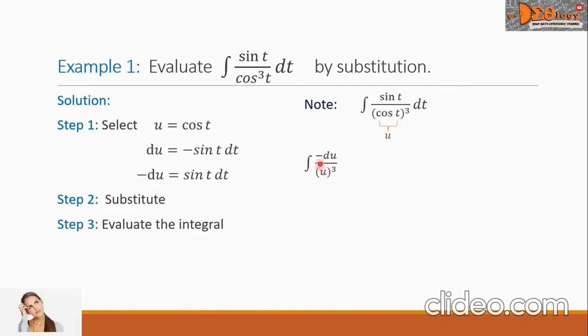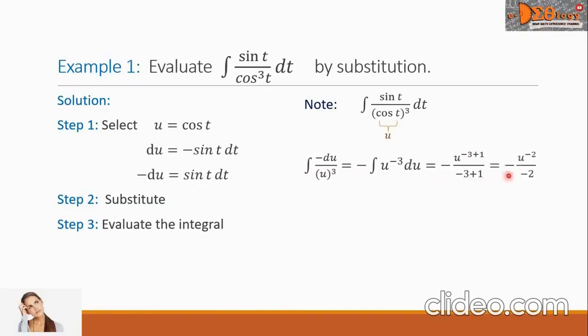First, let us move the negative sign outside the integral. Also, let us show this u cube in the numerator with a negative exponent. So we have now negative integral of u raised to negative 3 du. Now let us use the power rule to evaluate this integral. We have now the negative of u raised to negative 3 plus 1 over negative 3 plus 1. Negative 3 plus 1 is simply negative 2.